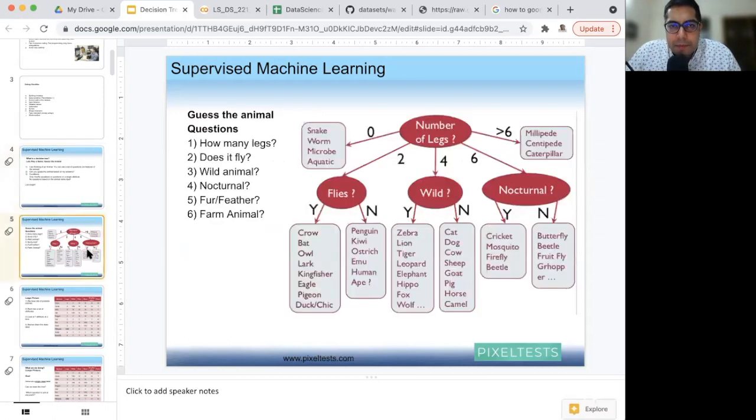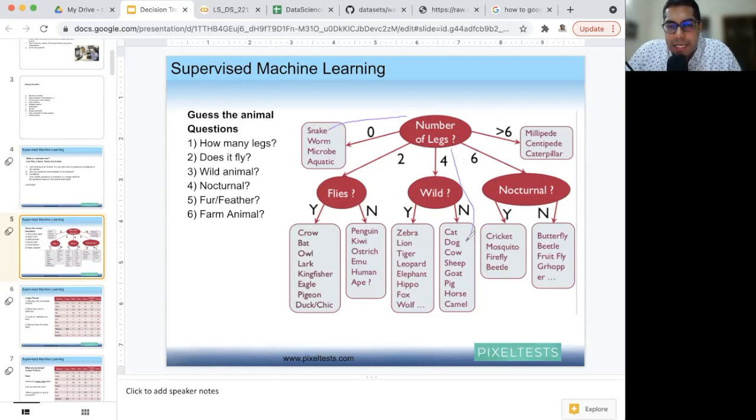So let's go and look at that, right? How many legs? If I say 0 legs, then you might be thinking it's a snake. If I say 4 legs, which seems very common, then you might want to ask, is it wild? And if I say no, then you might say it's a dog, right? So you get the general idea of how you guess the animal. This is how I went to snake, and this is how I went to dog, right?